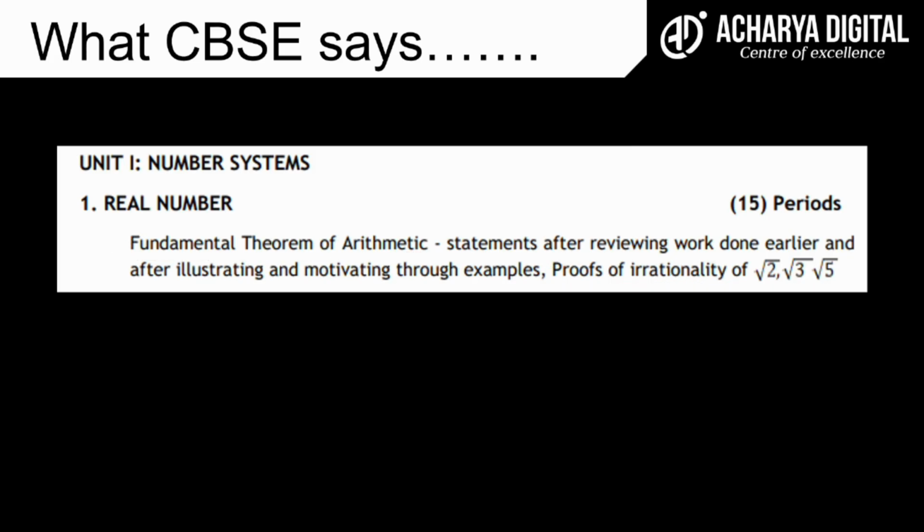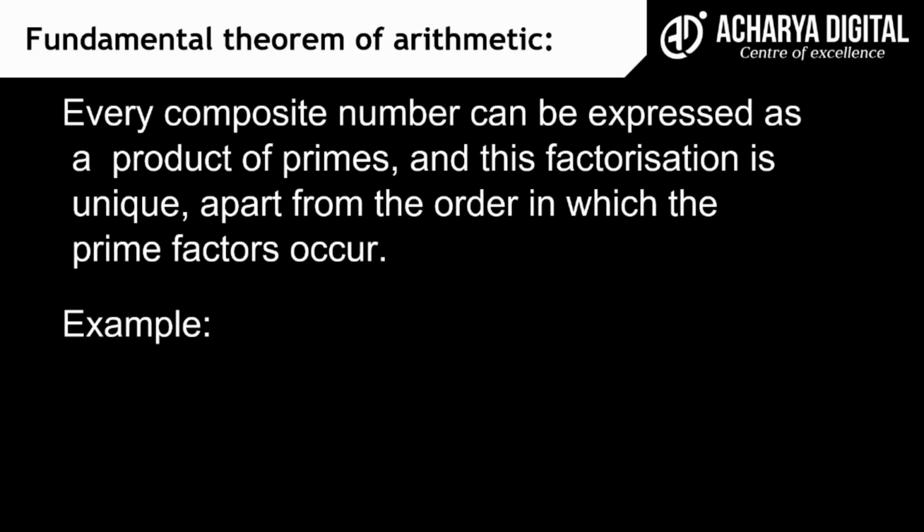Now here, let us see what we mean by fundamental theorem of arithmetic. Every composite number can be expressed as a product of primes, and this factorization is unique apart from the order in which the prime factors occur. In short, you can write any composite number as a product of its prime factors, and you can change the order of the prime factors, and this combination is unique. That is the meaning of fundamental theorem of arithmetic.